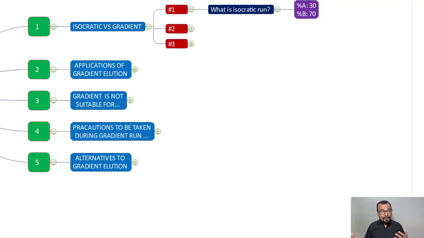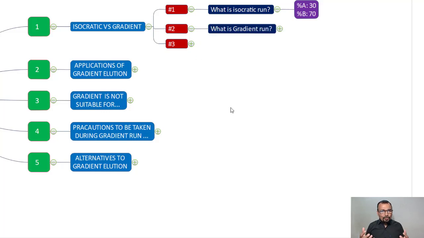Now, rather than keeping aqueous and organic solvents in separate containers, separate ports, you can always mix them together with the required proportion, required ratio, and then keep them in any of the ports, either port A or port B. So, in essence, in isocratic elution mode, your mobile phase composition will never change. It will remain the same and constant. So, what is the gradient elution then?